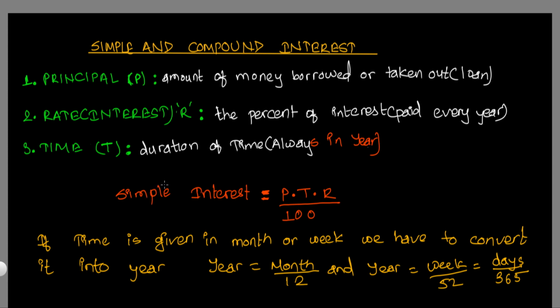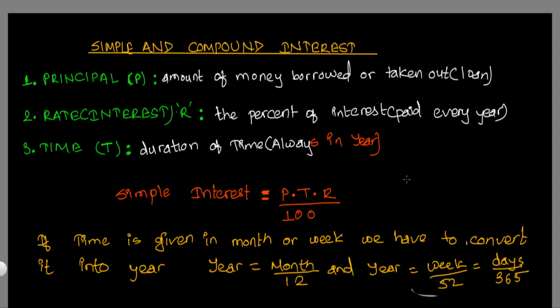If it is not in years, if it is in months, we should divide it by 12 in order to get years. And if it is given in weeks, we should divide the number by 52 in order to get years. If it is in days, we should divide it by 365 because there are 365 days in a year. This is how we convert a time frame into years if it is given in months, weeks or days.